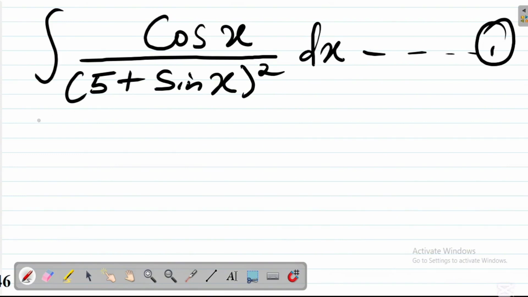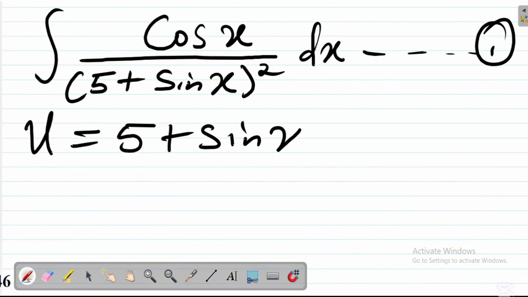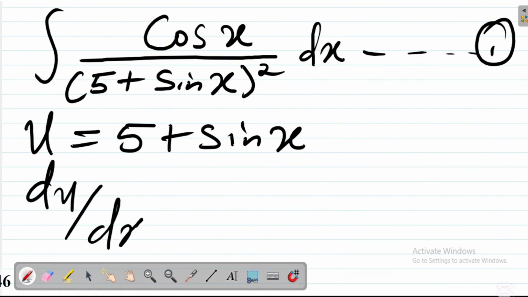Our first task is to identify u, and most times u is the most complex term. So let u be equal to 5 plus sin x. The most complex term here is (5 plus sin x) squared. So let u be equal to 5 plus sin x. So if you differentiate u with respect to x, you would have cos x.